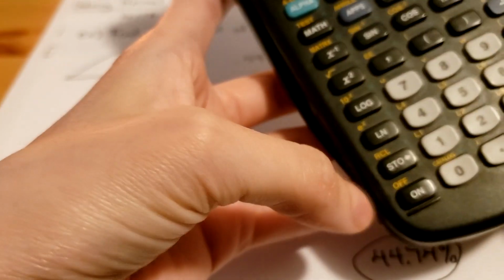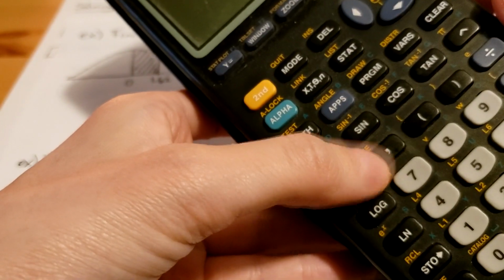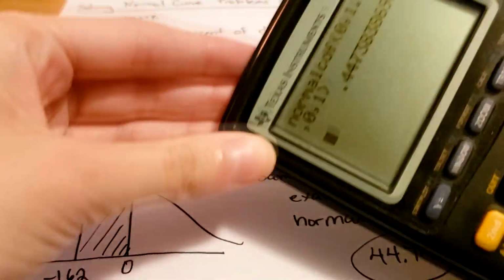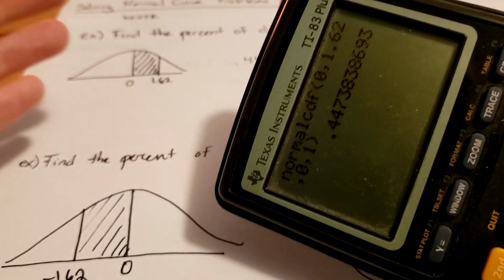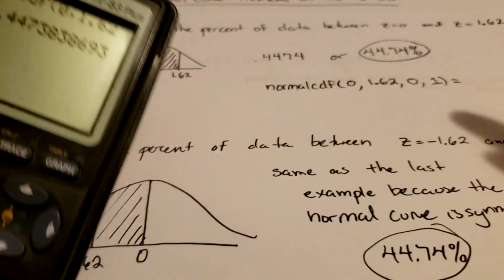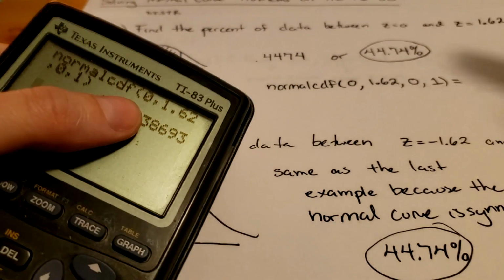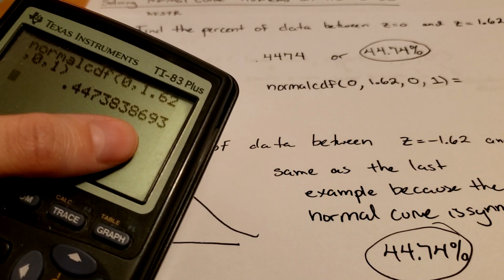Also make sure you know where the comma button is, or you will have problems. Okay, comma button's here. We want to have it in like this, then we want to hit enter, and we end up with 0.4473 and more stuff after that. So this is going to round to what we have over here. This is more precise because the table is limited. They had to round numbers off. This is a more precise answer, but this is still all right.